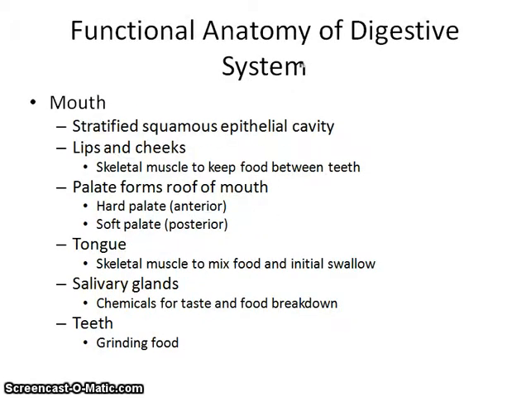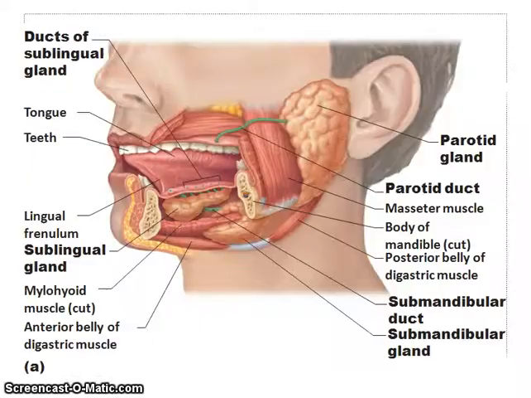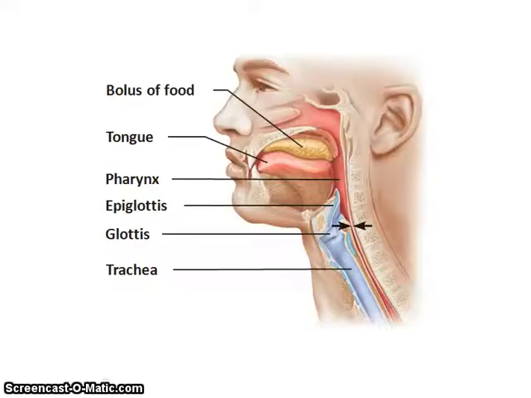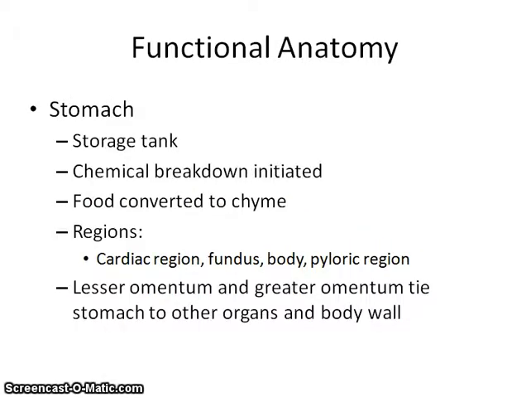So from the mouth down, I'll let you look through this part on your own, not too hard. I really want to focus on what's happening on the stomach down. So we have the pharynx and esophagus, another picture, and I want to start right here. So the stomach is a storage tank. Once the food gets in there, it's going to sit there for a while. This is where most of the chemical breakdown starts.